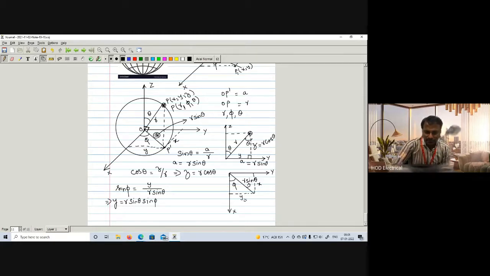Similarly, this distance will be r into sine theta into sine phi. Automatically, this will also be r into sine theta into sine phi. Similarly, how can we find x? Cos theta is equal to x, this distance. This is y, this is x. So adjacent side x divided by r into sine theta, which gives x equal to r into sine theta. So not sine theta, sine phi, r into sine phi into cos theta.